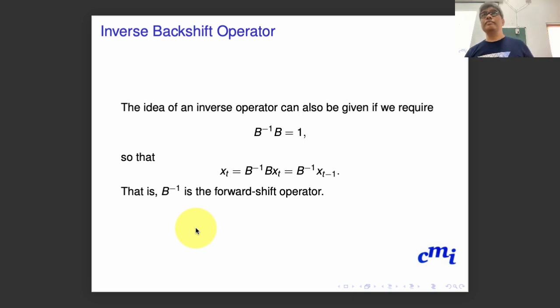B inverse B gives you 1, so xt equals B inverse Bxt. You can write it that way, B inverse of xt minus 1, because B of xt is xt minus 1. So B inverse is called the forward shift operator, or forward operator. If you have xt and you want to do a forecast, this operator will be useful.